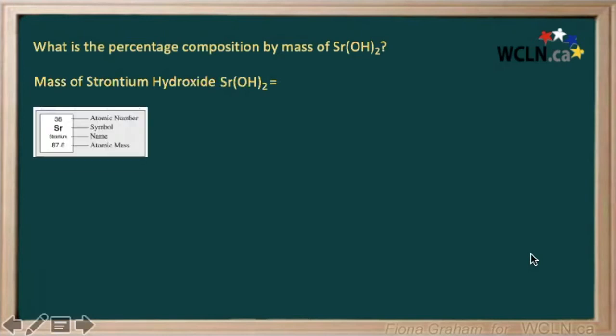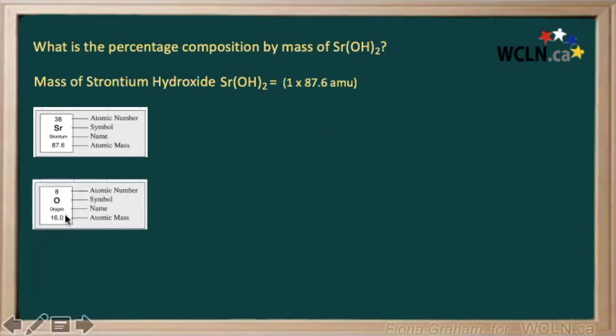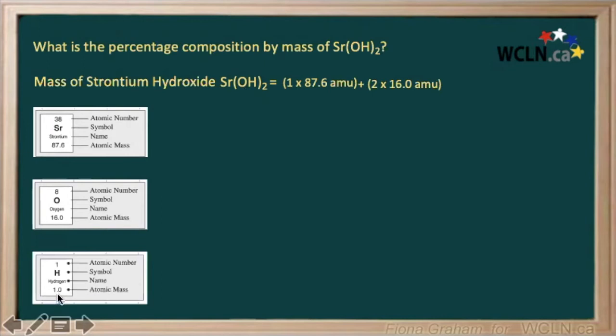Okay, so let's calculate the mass of our strontium hydroxide. We know that it's got strontium in it, and it has an atomic mass of 87.6, and we have one atom of strontium. Our oxygen has an atomic mass of 16, and we have two atoms of oxygen. Our hydrogen has an atomic mass of 1, and we have two atoms of hydrogen. So if we calculate that and add it all together, we have a total mass for our compound of 121.6 atomic mass units.